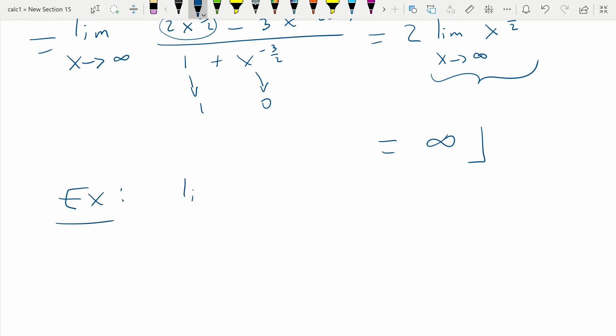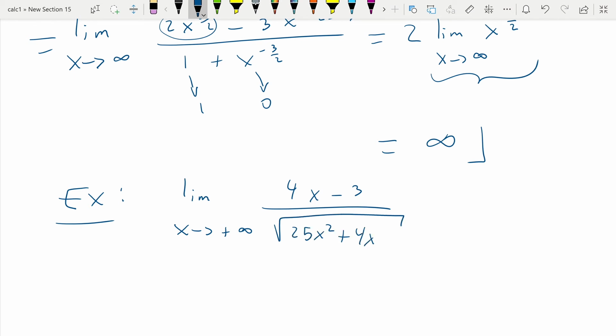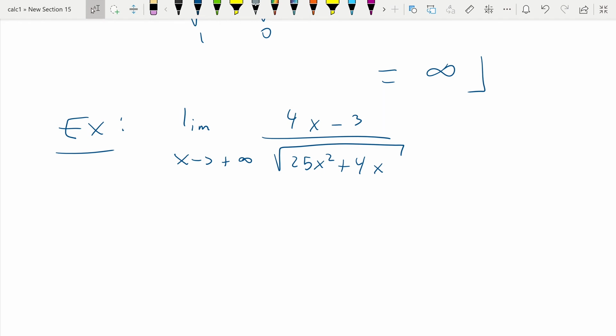Another example, this one involves square roots. So limit of 4x minus 3 over the square root of 25x squared plus 4x. And so what is this limit equal to?